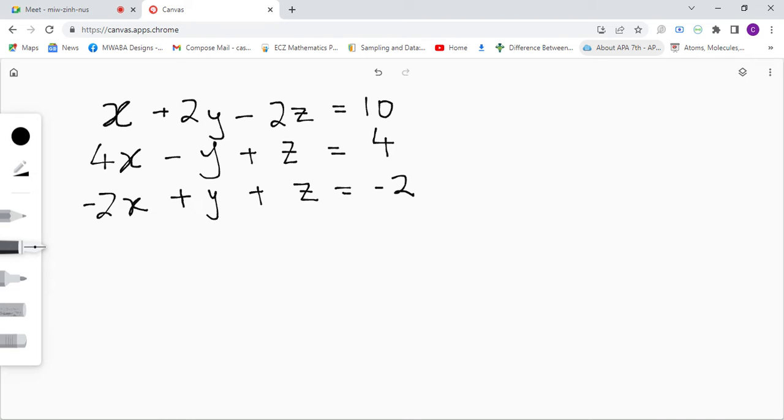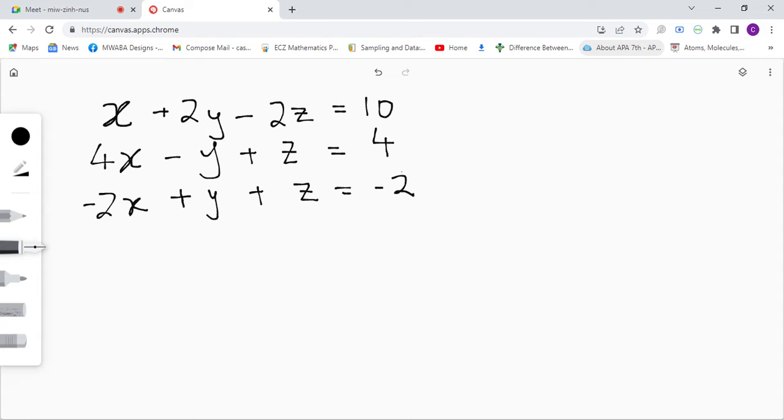Right, so we're looking at Cramer's rule. This is a way to solve three equations. We have three linear equations here, and we have to use Cramer's rule to find the values of the variables x, y, and z.